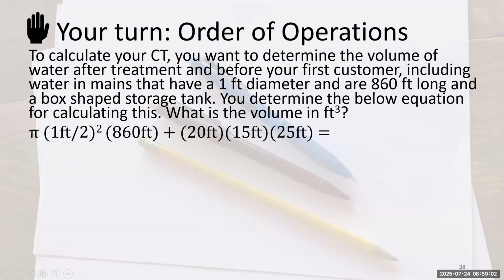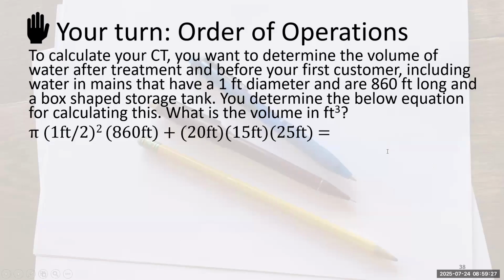Pi, which is a common number, times the radius squared times 860 plus 20 times 15 times 25. So what we would do first is go ahead and do what's inside the parentheses, so 1 foot over 2. And then for the next step, we would want to move on to the exponents.